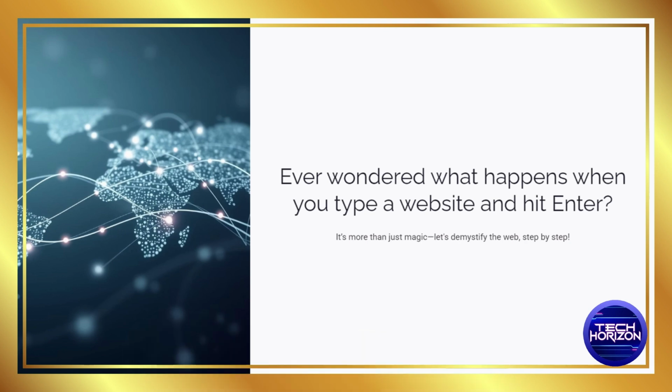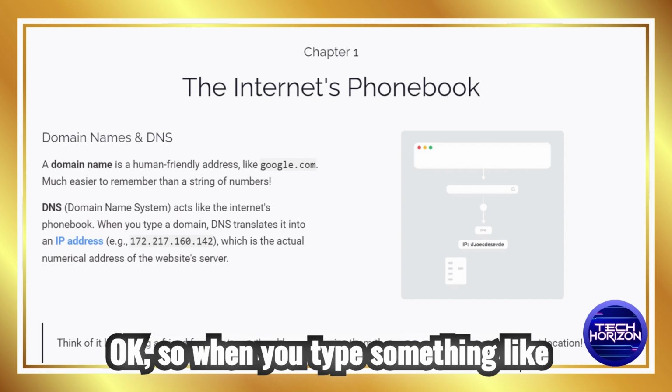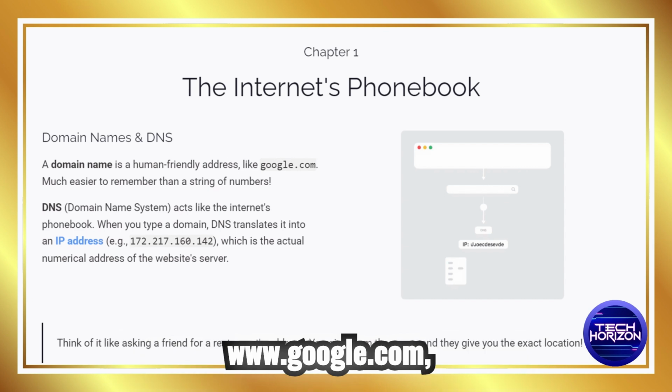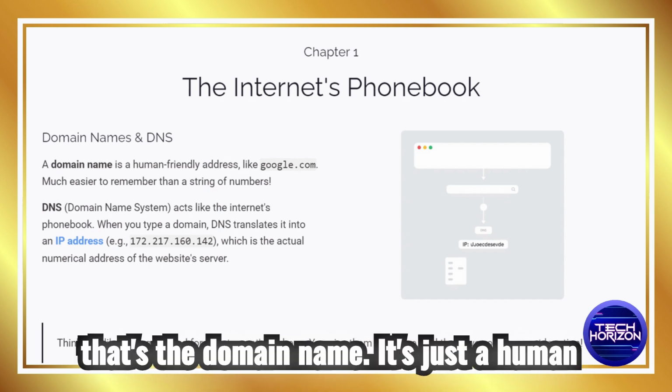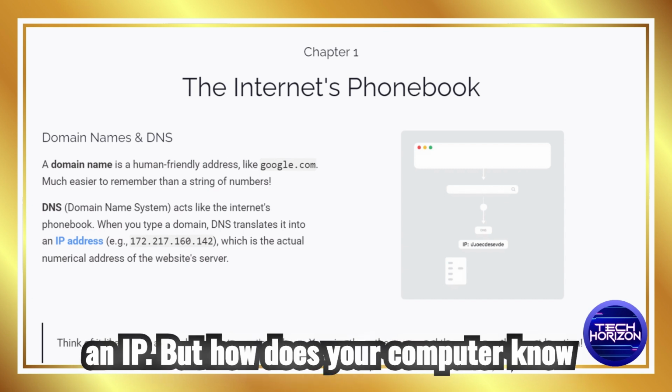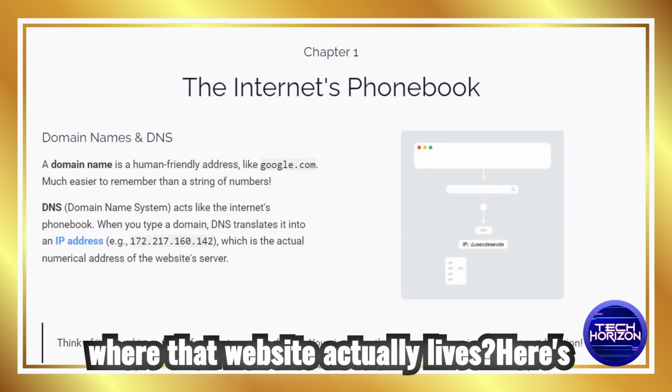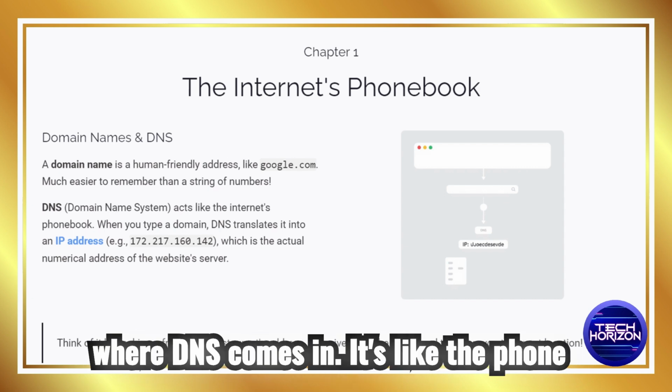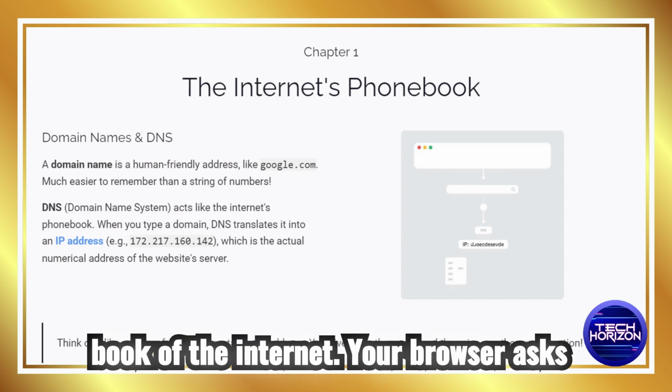Let's go! Okay, so when you type something like www.google.com, that's the domain name. It's just a human-friendly version of a real address called an IP. But how does your computer know where that website actually lives? Here's where DNS comes in. It's like the phone book of the internet.